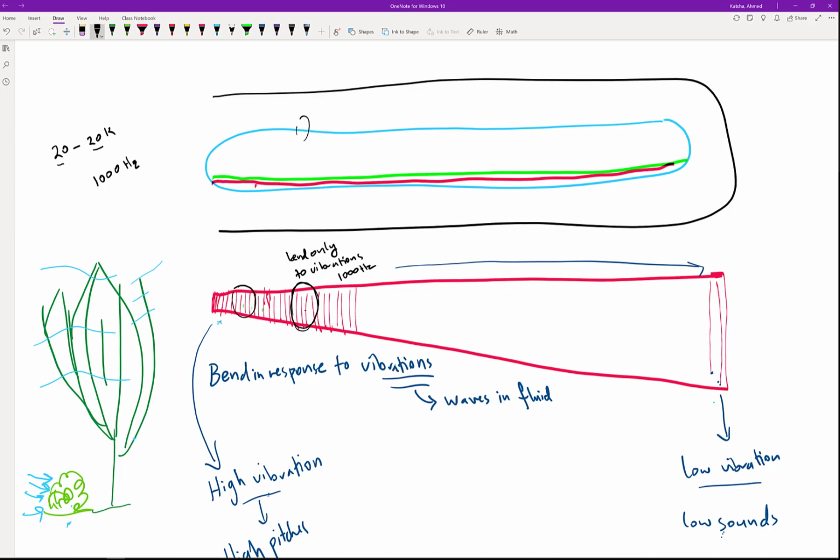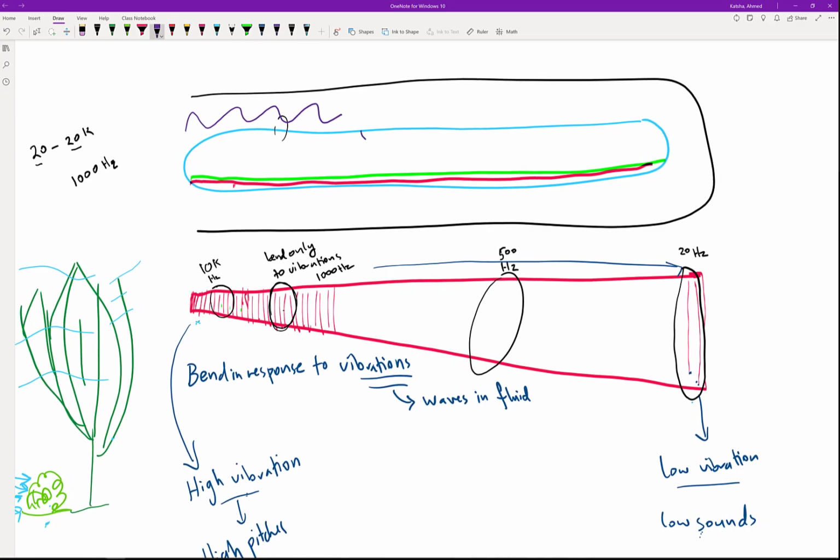Those will bend to vibrations maybe resulted from 10,000 hertz. Those here, maybe they will bend to vibrations resulted from, let's say, 500 hertz. Those will bend to vibrations resulted from 20 hertz, right? So every time we have a sound that is creating vibrations in this fluid, at one point this sound will be able to bend part of the membrane depending on the pitches of the sound.